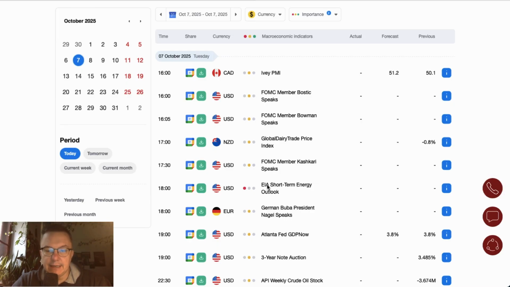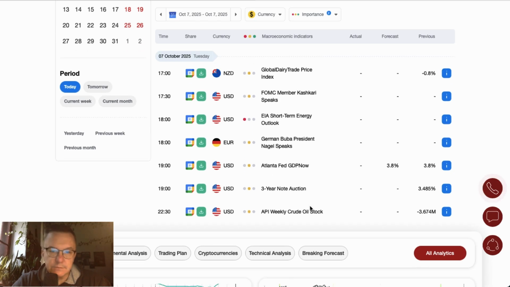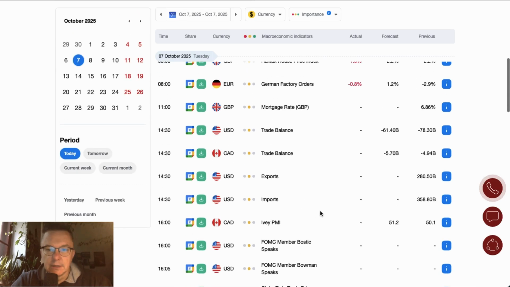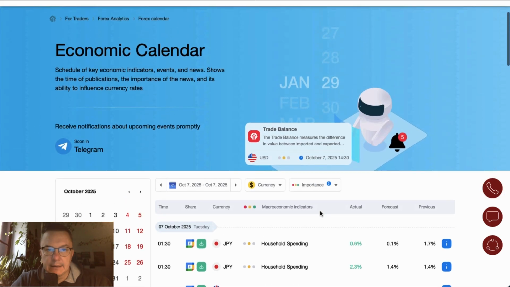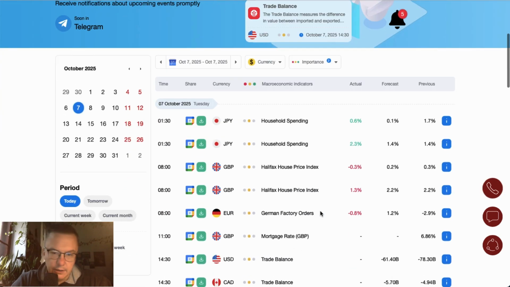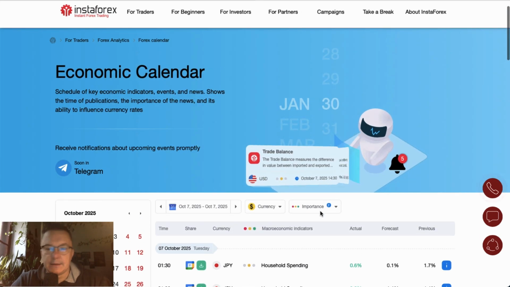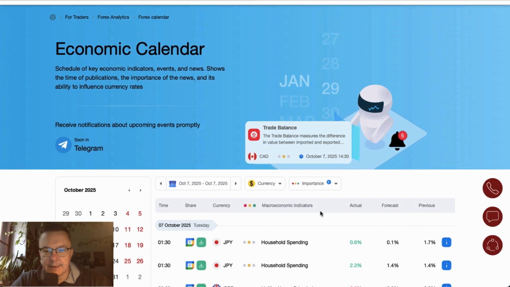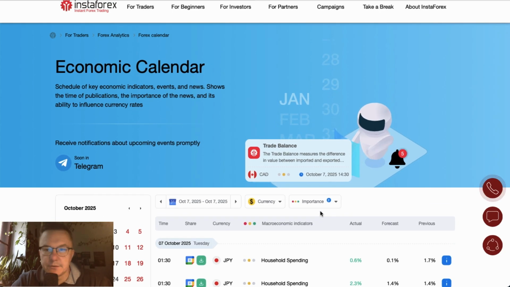Then we have the EIA short-term energy outlook scheduled for release at 6 o'clock. At the same time, German President Joachim Nagel will give a speech as well. Atlanta Fed GDP now at 7 o'clock, 3-year note auction at 7 o'clock, and at the end of the day, API weekly crude oil stock data release. So not a very busy day, which is why we are going to take a look at some pairs. I think we start with euro dollar as usual.